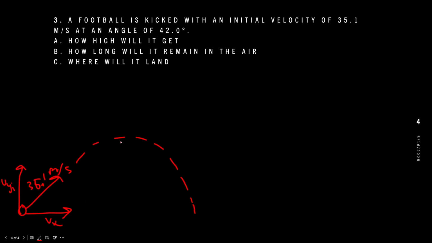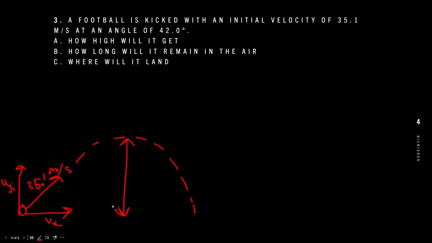Number 3. A football is kicked with an initial velocity of 35.1 meters per second at an angle of 42 degrees. Part A. How high will it get? So we could draw a ball and then a line showing where it's going and label 35.1 meters per second. And then we could draw its components of velocity like this and label this Vx and Vyi. Then we could draw its path like this, and then when it asks how high will it get, it means its maximum point, so like that.